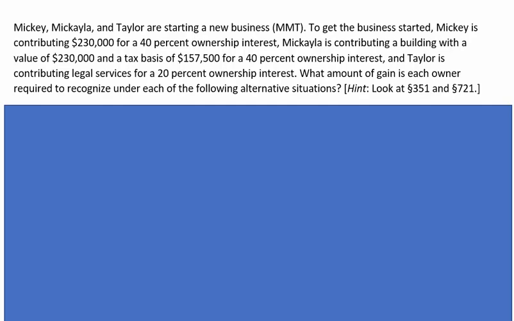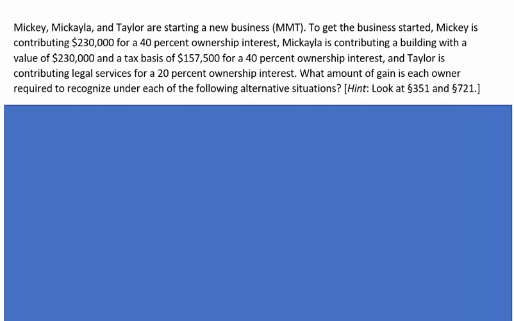Let's explore this tax situation where three individuals are starting a company and we're asked to determine the amount of gain that each owner is required to recognize. And they give us a little hint here, you can see right here, to focus on sections 351 and 721. Okay, so I'll read the situation.